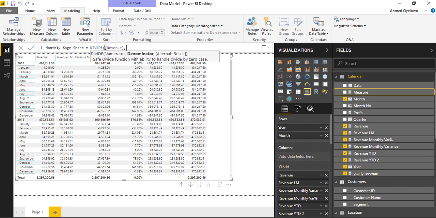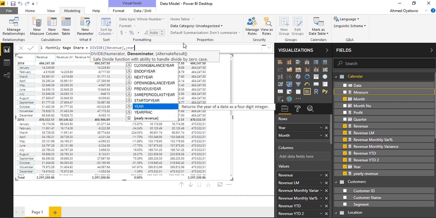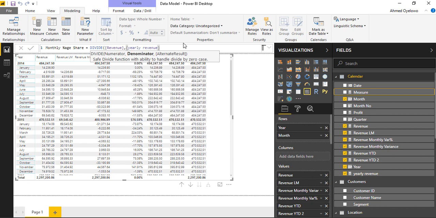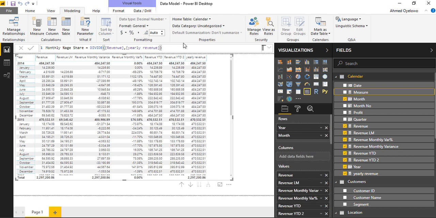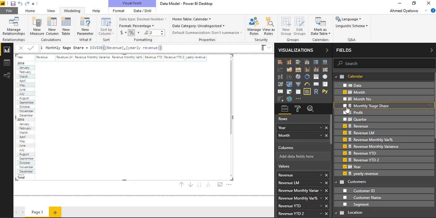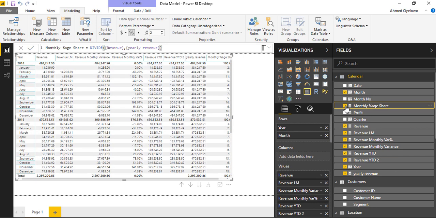So monthly percentage share is going to be equal to, you get it right, divide revenue by, what did I call this? Divide revenue by yearly revenue. So divide the revenue for the month by the yearly revenue, hit enter, and then I'm going to have to format this to percentage, and when I add this to the reports, let's see what we have.